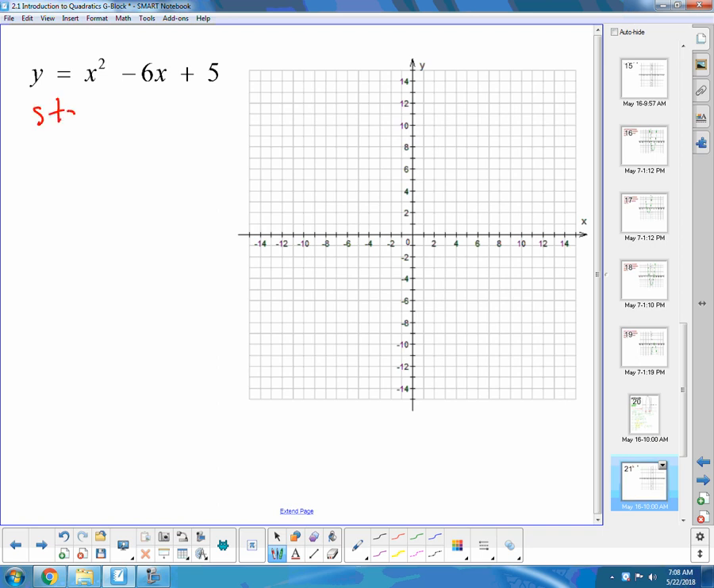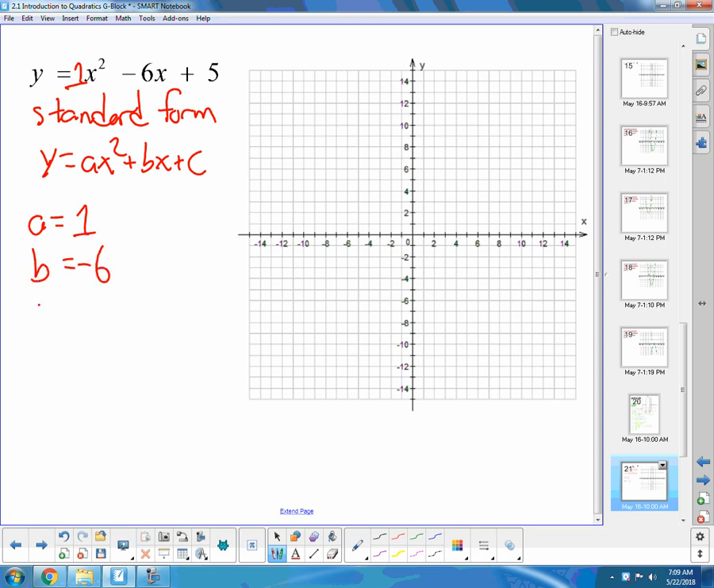Then I'm going to recognize this as standard form, which is y equals ax squared plus bx plus c. In this particular case, my value of a is 1. That would be a 1 out front there. My value of b is -6, and my value of c is 5. And that 5 is my y-intercept. I'll plot it. I don't have to worry about x-intercepts, so I will move on to the vertex.